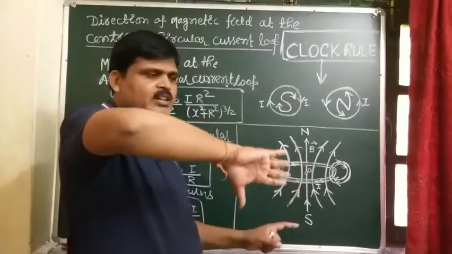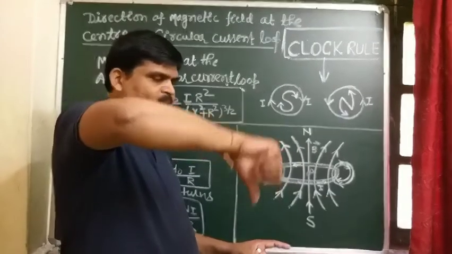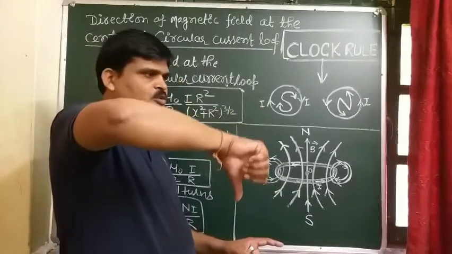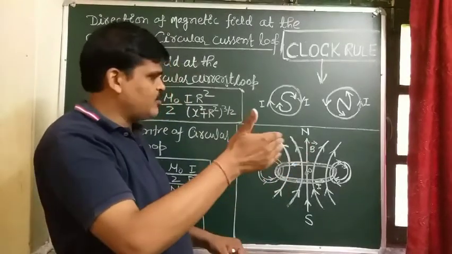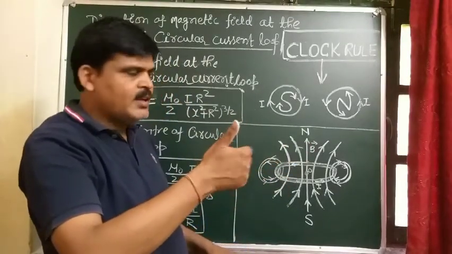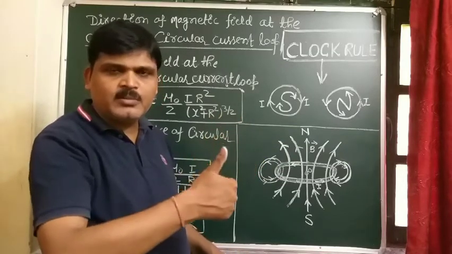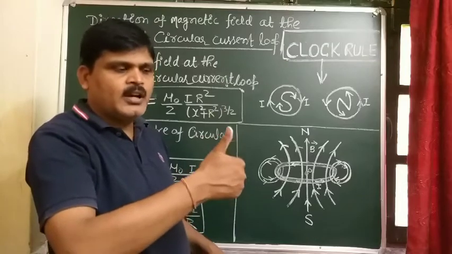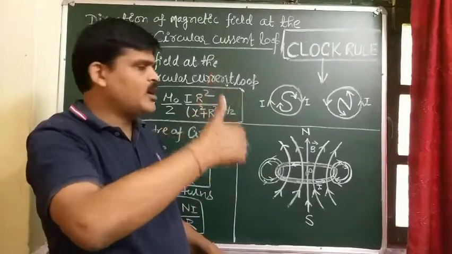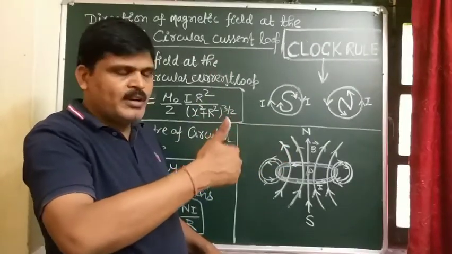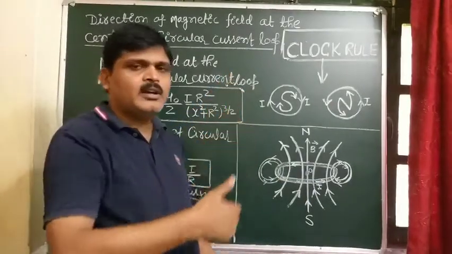So here, if the current is flowing in the circular current loop in clockwise direction, the magnetic field at the center of the circular current loop is vertically downward. And if the current is flowing in the circular current loop in anti-clockwise direction, the magnetic field at the center of the circular current loop is directed outward, perpendicular to the plane of the circular current loop, and it acts in the upward direction.